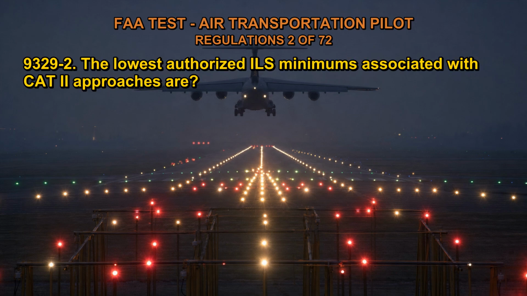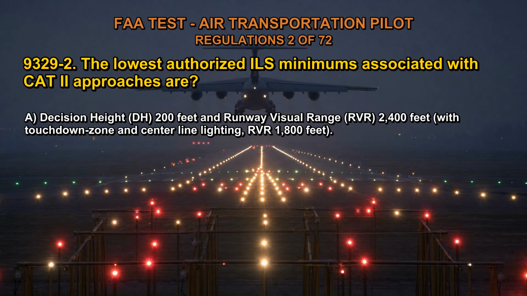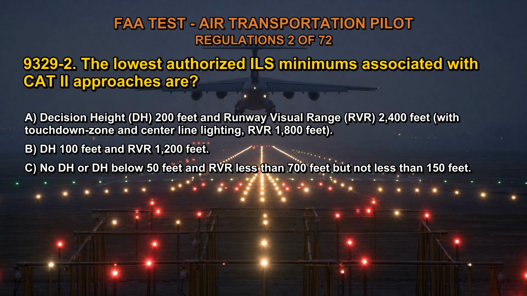Q9329-2. The lowest authorized ILS minimums associated with CAT II approaches are: A. Decision height, DH, 200 feet and runway visual range, RVR, 2,400 feet, with touchdown zone and centerline lighting, RVR 1,800 feet. B. DH 100 feet and RVR 1,200 feet. C. No DH or DH below 50 feet and RVR less than 700 feet, but not less than 150 feet.